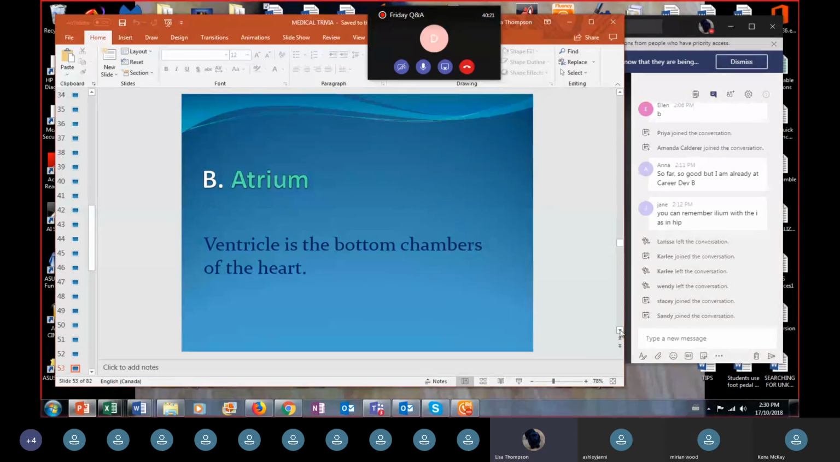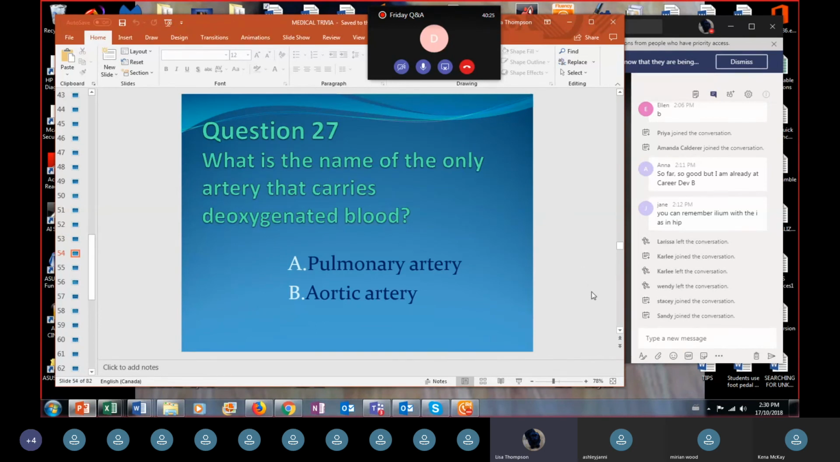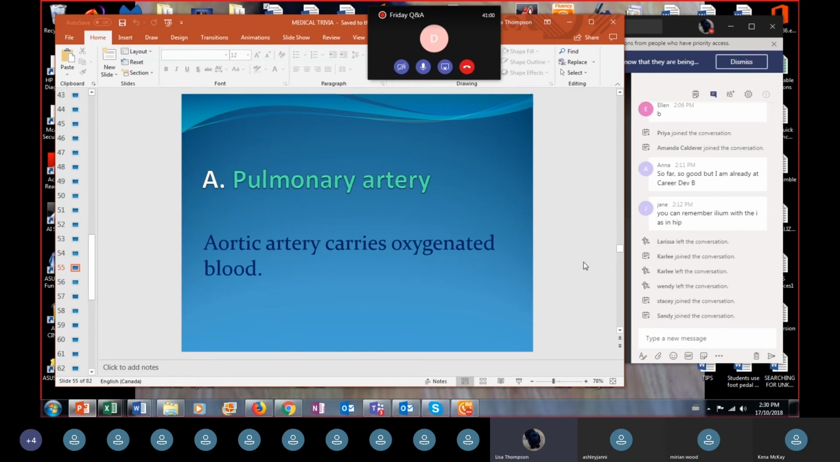Okay, so the next question is question 27. What is the name of the only artery that carries deoxygenated blood? A, pulmonary artery, or B, aortic artery? The answer would be A, pulmonary artery. Aortic artery carries oxygenated blood. So remember that, the pulmonary artery is the only artery in the human body that carries deoxygenated blood.